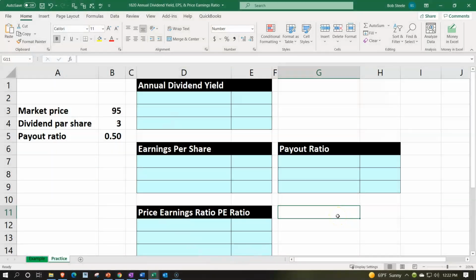Here we are in our Excel worksheet. If you have access to the Excel worksheet and would like to follow along, note that we're in the practice tab as opposed to the example tab. The example tab, in essence, being an answer key. We have the information on the left-hand side. We're going to populate that into the blue area on the right-hand side.